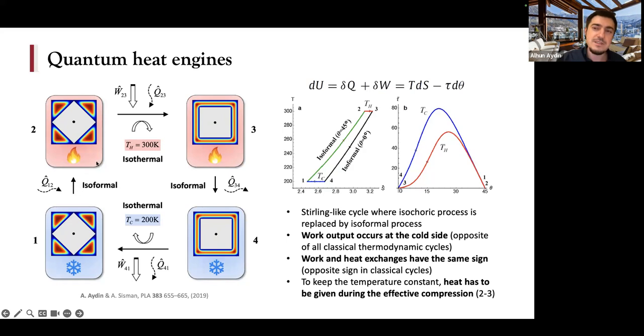In Stirling, we have isochoric and isothermal processes, right? Here, from the first configuration to the second configuration, I'm keeping my volume constant, but the shape is also constant. That's why we call it an isoformal process. It not only preserves the size, but also preserves the shape of the domain.